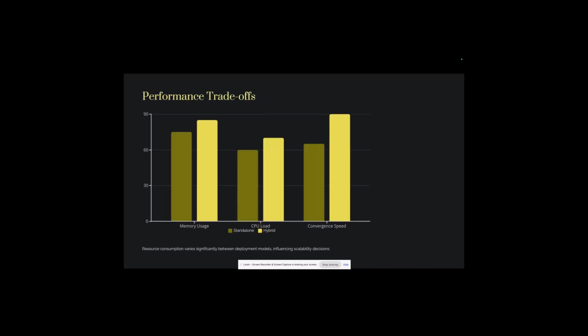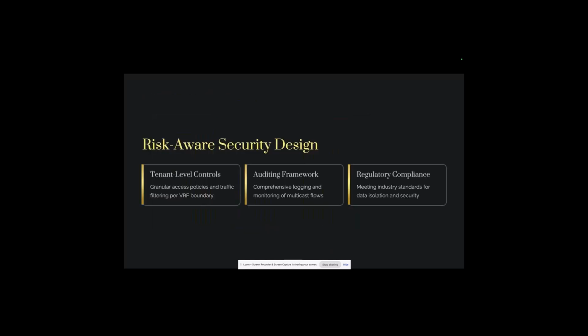This chart shows the performance trade-offs. As you know, we have three parameters: memory usage, CPU load, and convergence speed. The standalone model is more efficient than the hybrid model in terms of memory usage, CPU load, and convergence speed. Resource consumption varies significantly between deployment models, influencing scalability decisions.